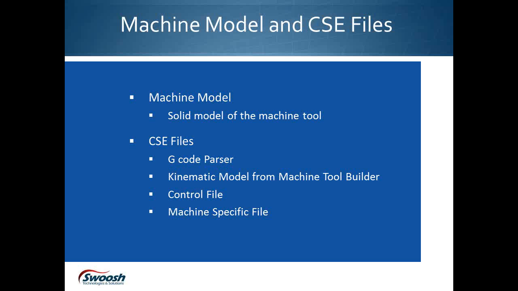CSE files contain multiple components. Basically, you have something that will identify the G-code, a way that your kinematic model is created with your solid model of your machine, a control file that will tell the machine what to do, so a G-code such as G0, G1, rapid, linear, cycles, M-codes, etc. And then also your machine-specific file. So this will have your acceleration, deceleration in that file, so you can get accurate simulation times.